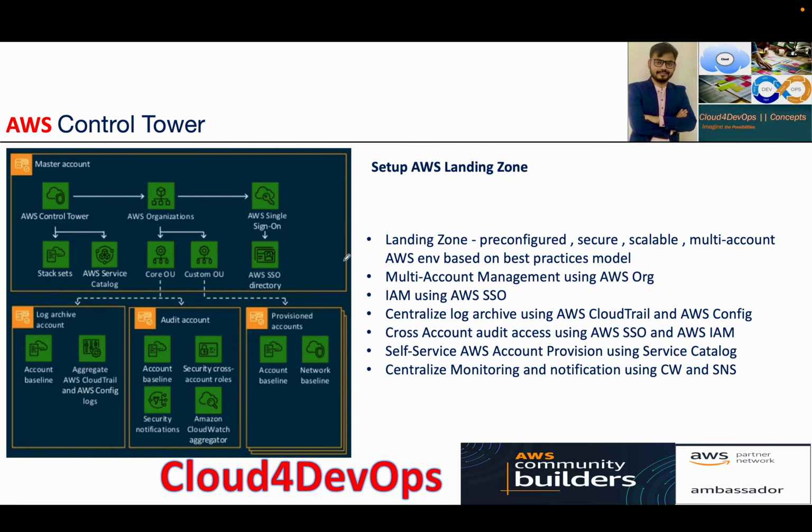Now this might be a familiar diagram for you, because that's where we are setting up the landing zone. So we have a master account, right? We have AWS Organizations, setting up the single sign-on. By default, it gets connected to the default SSO directory. And that's where you see core OU and custom OU. Within core OU, we have a log archive account and an audit account. Okay, so consider this part, right? These two accounts are the core OU that help us to do centralized logging or centralized security controlling from these accounts, right?